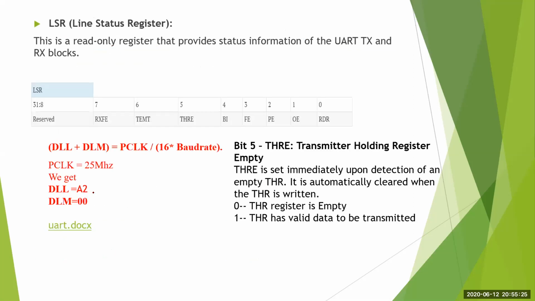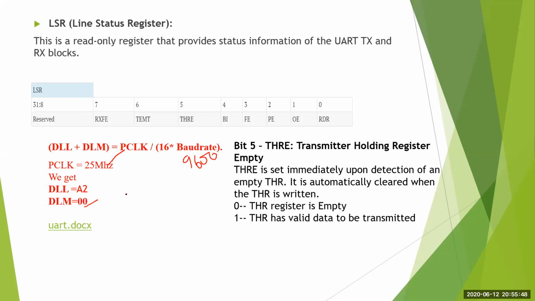So this is the formula: DLL plus DLM is equal to the peripheral clock divided by 16 into baud rate. If I am taking the baud rate as 9600, this value will be 9600. The peripheral clock by default is 25 megahertz. So 25 megahertz divided by 16 into 9600, I'll be getting the value as 0082.